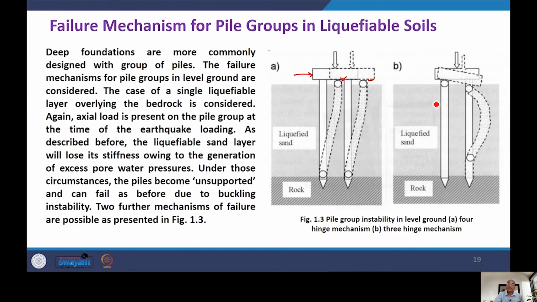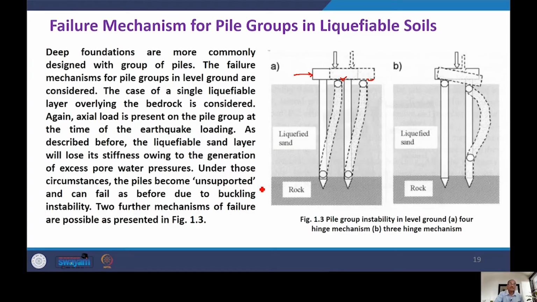While in the second case, when the pile cap rotates and settles down, there will be a three-hinge mechanism. You have one, two, and three hinges. When these three hinges are there, what will happen? This is the case because the cap has come down here, so as a result no hinge will be formed here, because this pile remains at its own location. It is not moving, it is not buckling. So buckling occurs only in the second pile, not in the first pile.